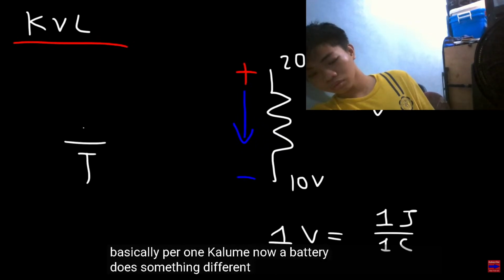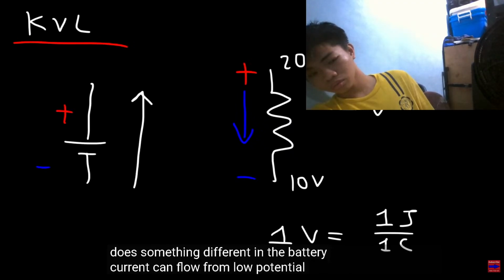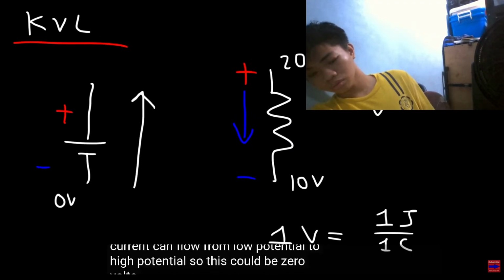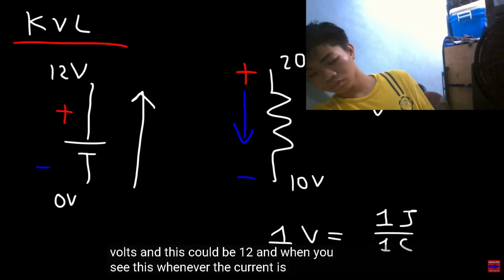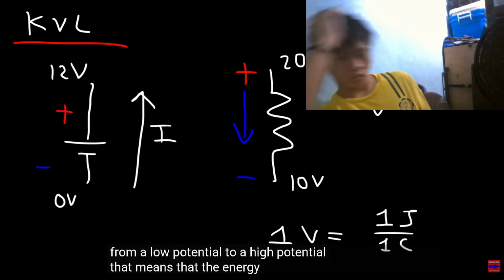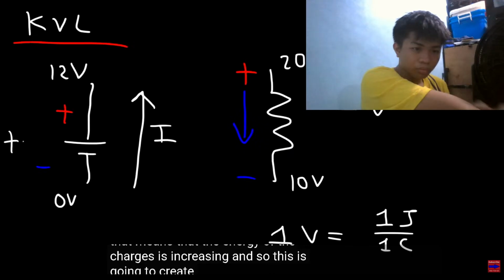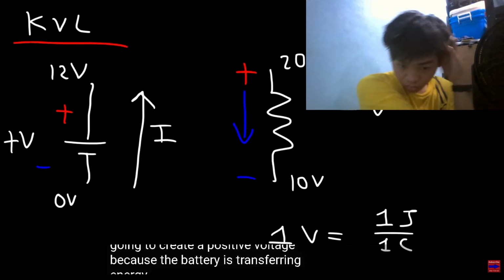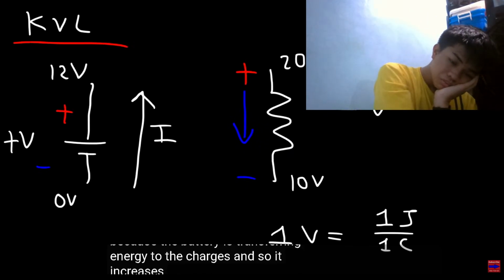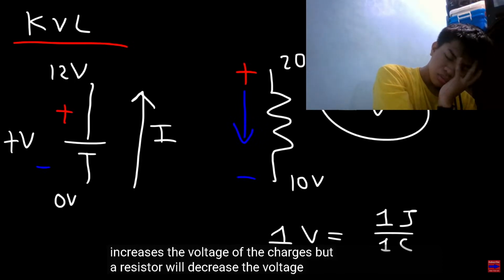Now a battery does something different. In a battery, current can flow from low potential to high potential. So this could be 0 volts and this could be 12. And when you see this, whenever the current is flowing from a low potential to a high potential, that means that the energy of the charges is increasing. And so this is going to create a positive voltage because the battery is transferring energy to the charges. And so it increases the voltage of the charges, but a resistor will decrease the voltage of the charges.